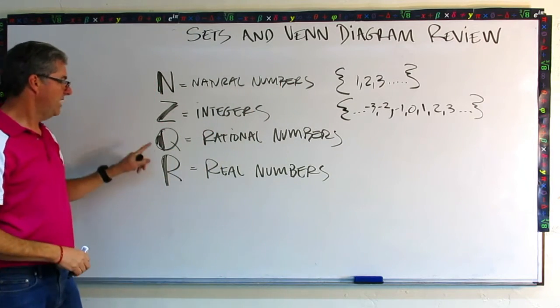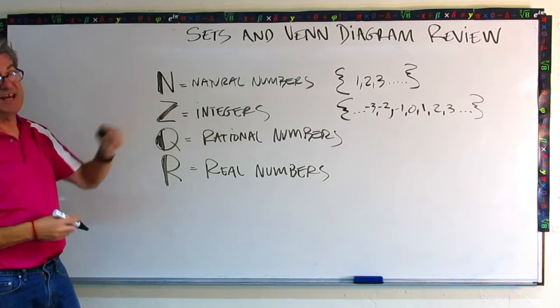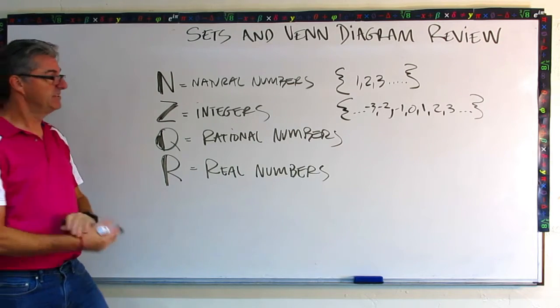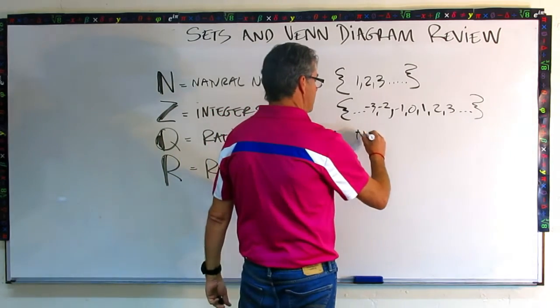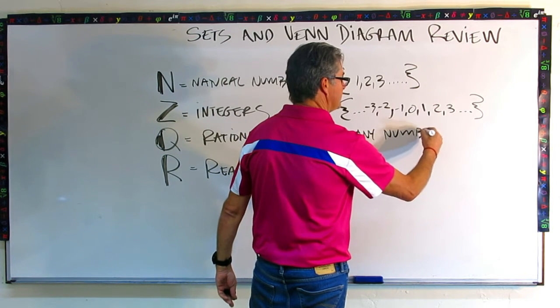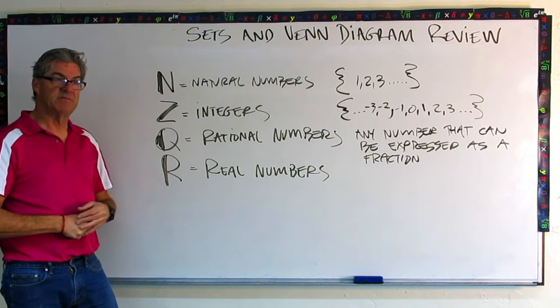Rational numbers, this is a little bit more difficult to show in set notation or even on a number line. So we're just going to say what that is. This is any number that can be expressed as a fraction. So let's talk about what that means, what it means to be expressed as a fraction.